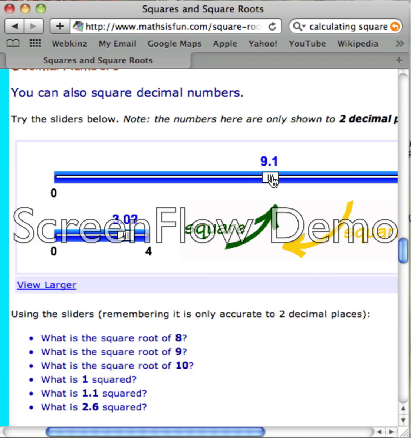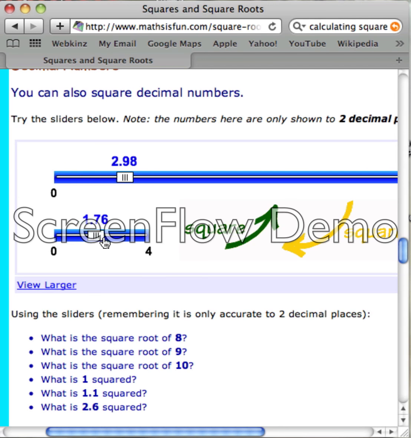What's the square root of 9? 3. What's the square root of 10? 3.16. What's 1 squared? Well, it's not letting me go to 1. How about we try 1.1? 1.1 squared equals 1.21.